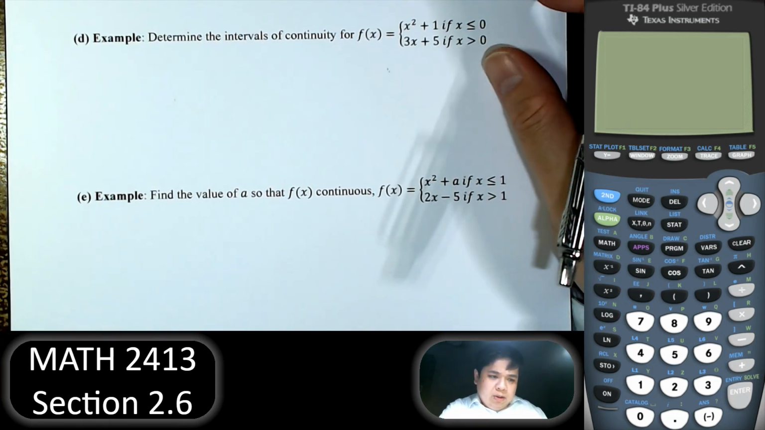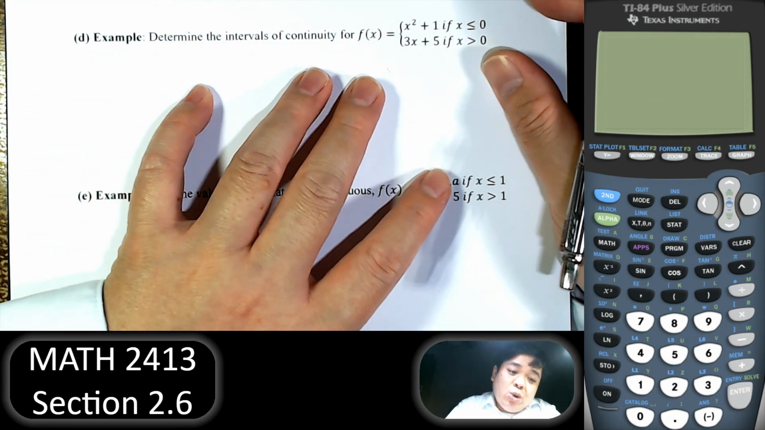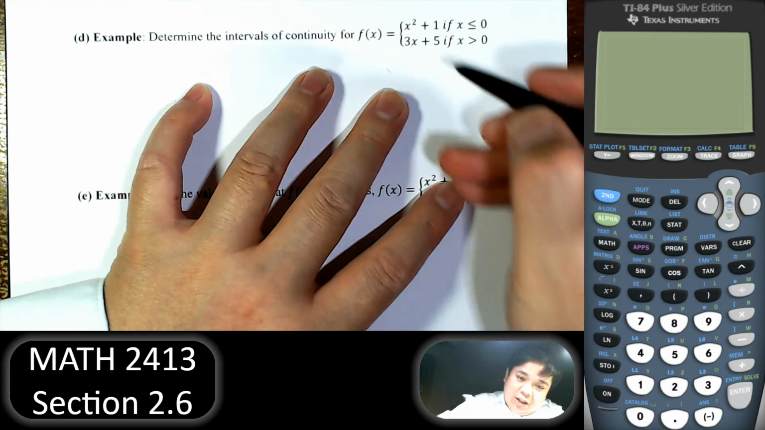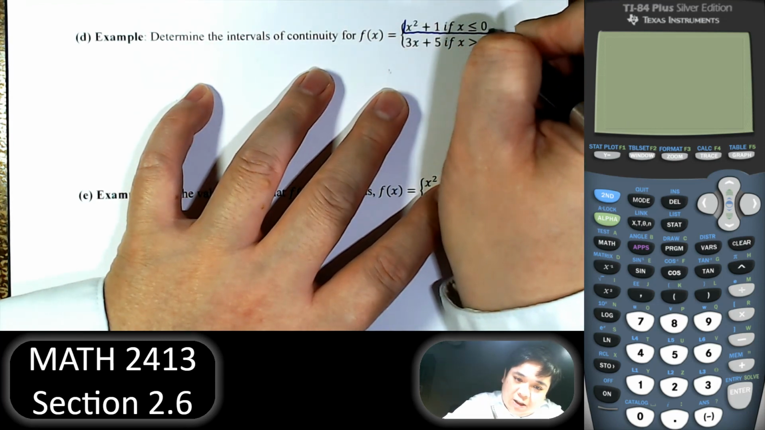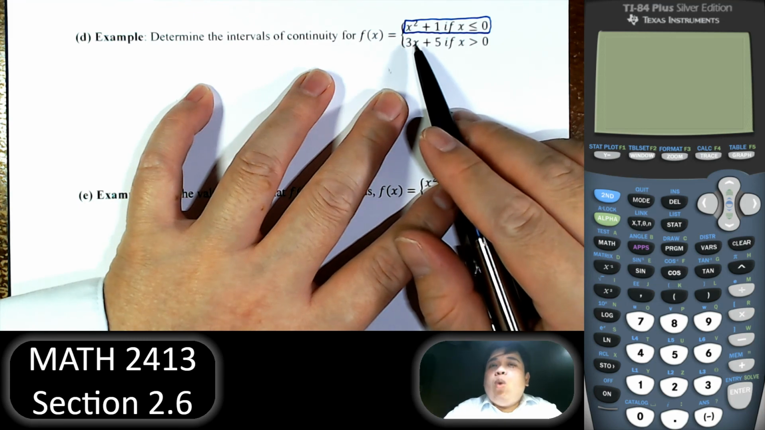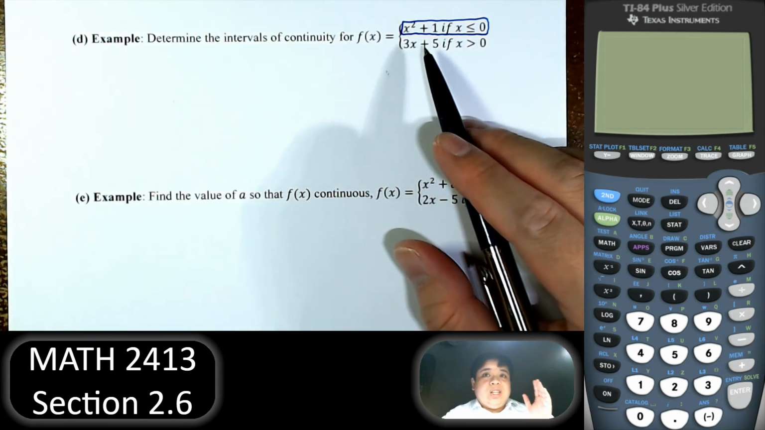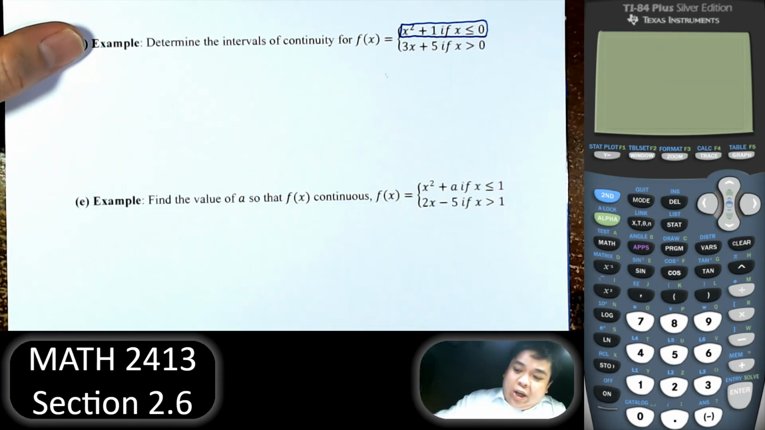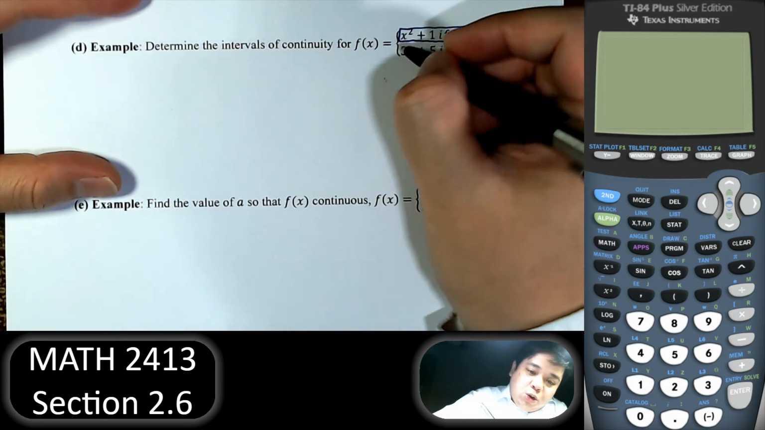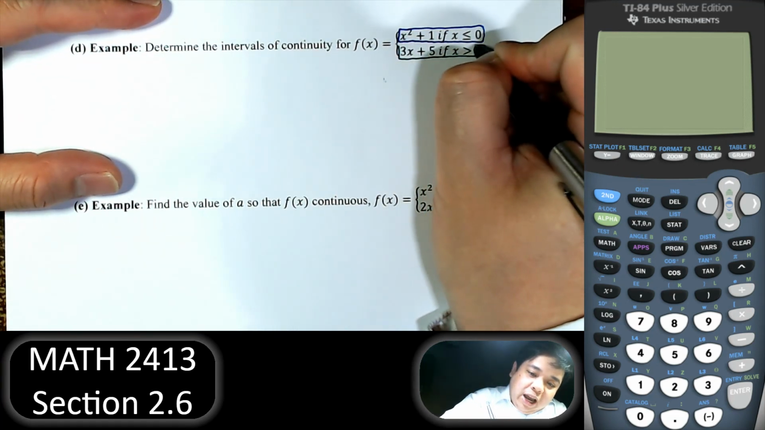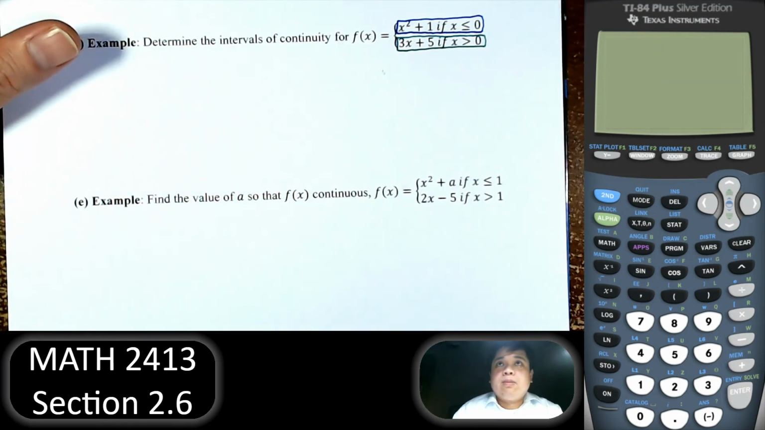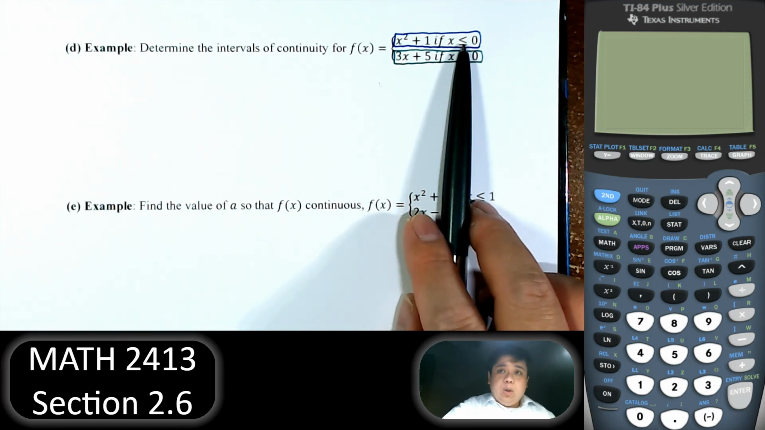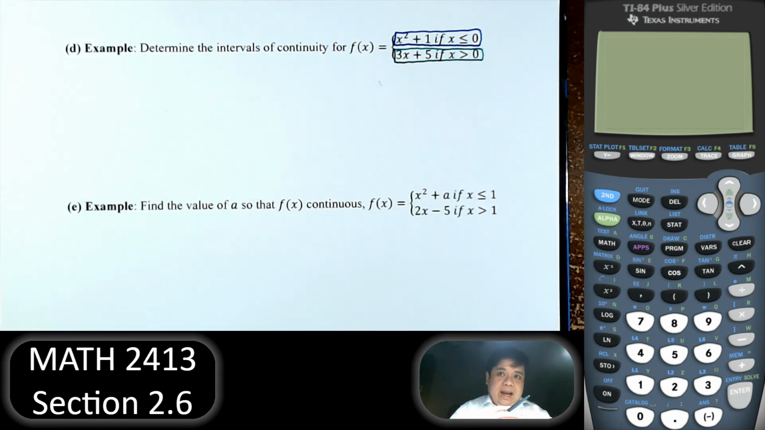When we look at this problem, determine the intervals where the function is continuous. We look at the function x squared plus 1. x squared plus 1 is a polynomial. A polynomial is continuous everywhere because it is defined everywhere. 3x plus 5 is also a polynomial which is continuous and defined everywhere. So for x greater than 0 is good, and x less than 0 is good. We just need to check what happened at 0.